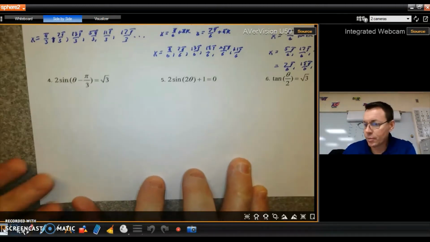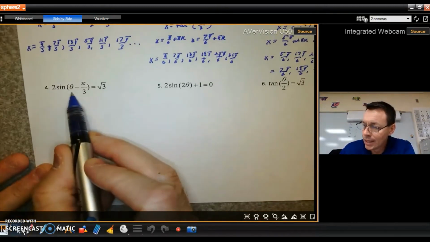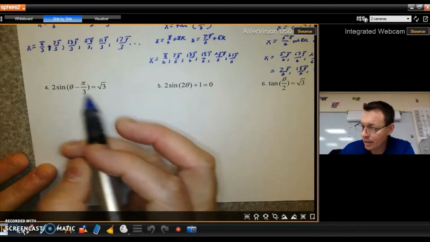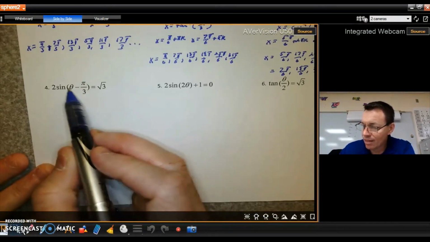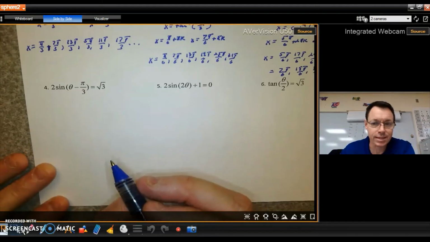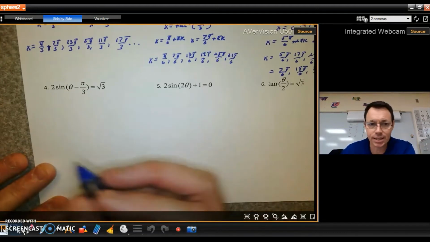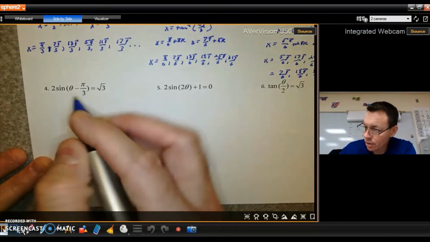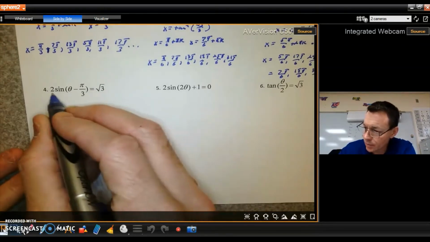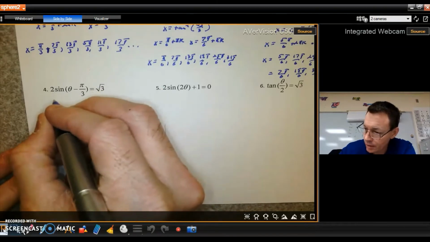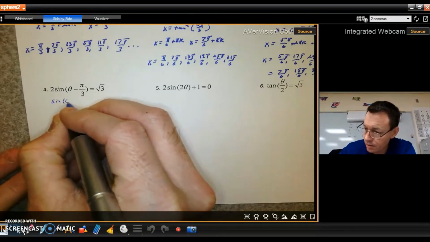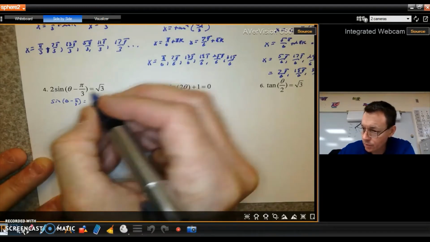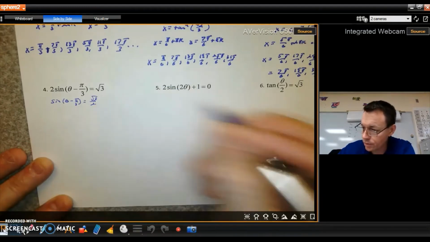All right, let's take a look at number 4. Okay, so now this one's got a little bit more going on. Got something being added to my variable. This time I'm using theta as a variable instead of x. Doesn't matter, alpha, x, theta, it's all the same. All right, so we need to try to solve for this. So the first thing I can do is get rid of the 2 that's multiplying. So the sine of theta minus pi over 3 equals radical 3 over 2.